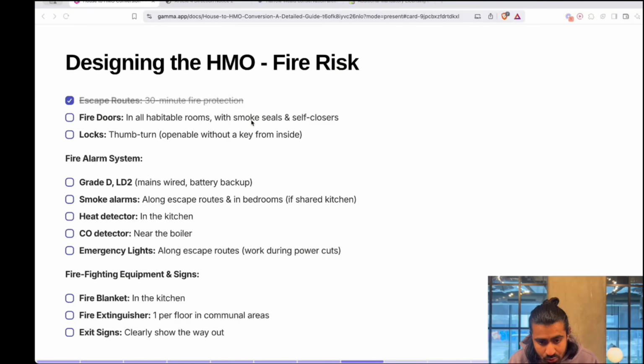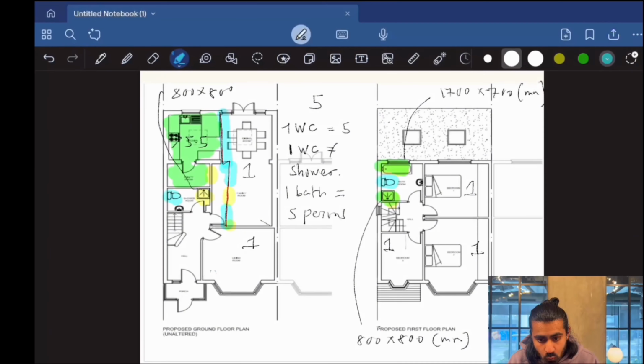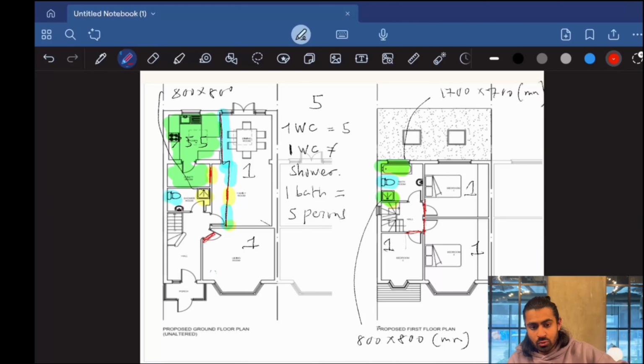Next thing is the fire doors. So all habitable rooms need to have fire doors with smoke seals and self-closers. So each room, so this one, this one, this one. When we say habitable, it's really your kitchen and your bedrooms, not your bathrooms. These all require fire doors with smoke seals and self-closers. Self-closers are basically when you open the door, it will then swing back.